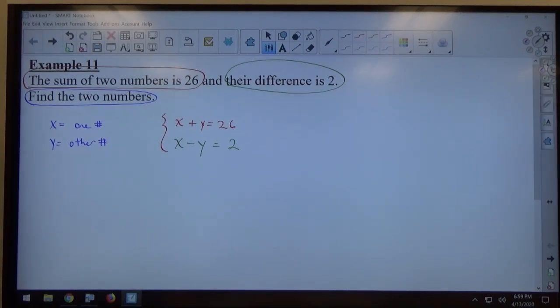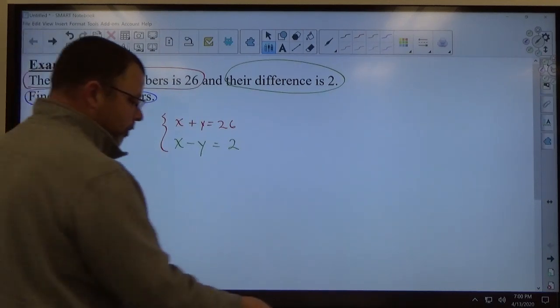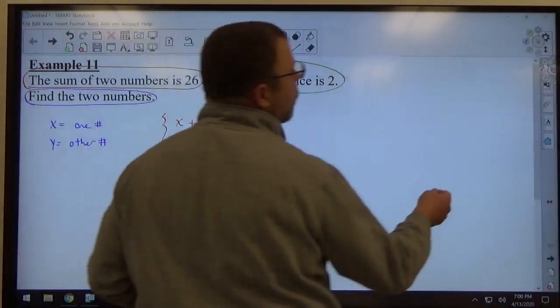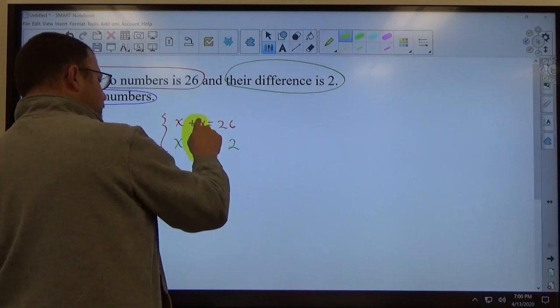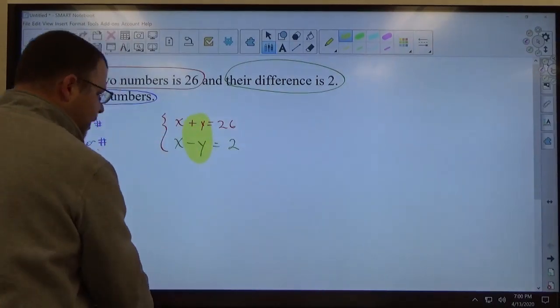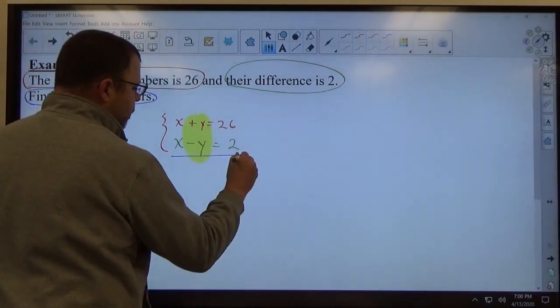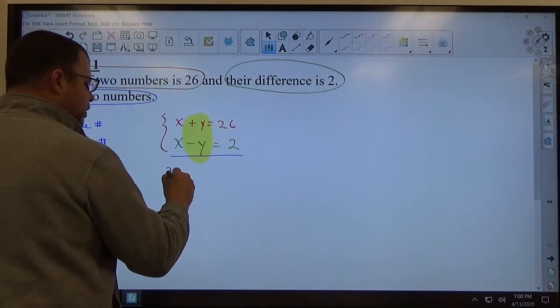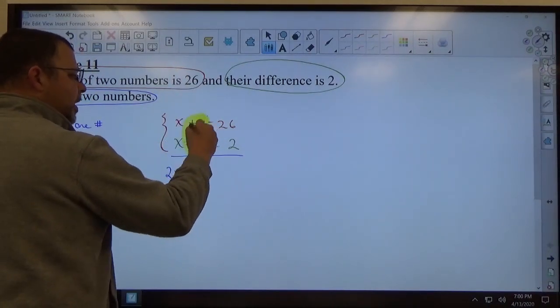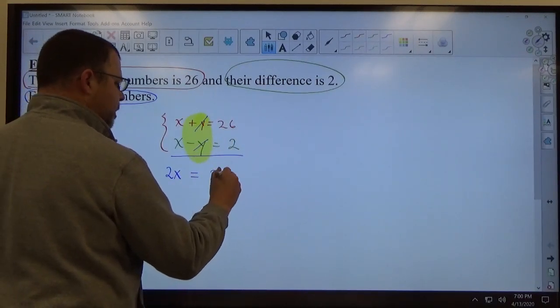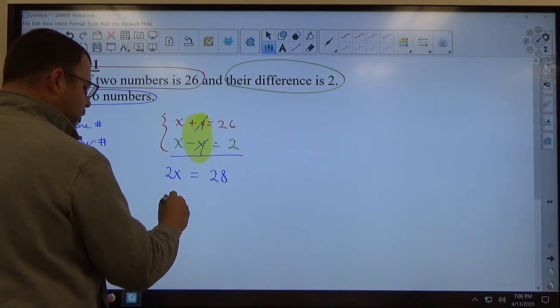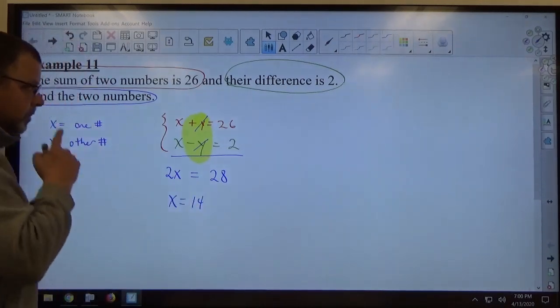Now we solve it using one of the techniques we've learned in the rest of chapter 11.1, which is either elimination or substitution. Hopefully by now you can pick these out rather quickly. You'll see that there's a plus y and a minus y, making elimination the most efficient technique. So if I just add the two equations together, x plus x makes 2x, y plus negative y cancels, 26 plus 2 is equal to 28. We divide both sides by 2, and we get x equal to 14.